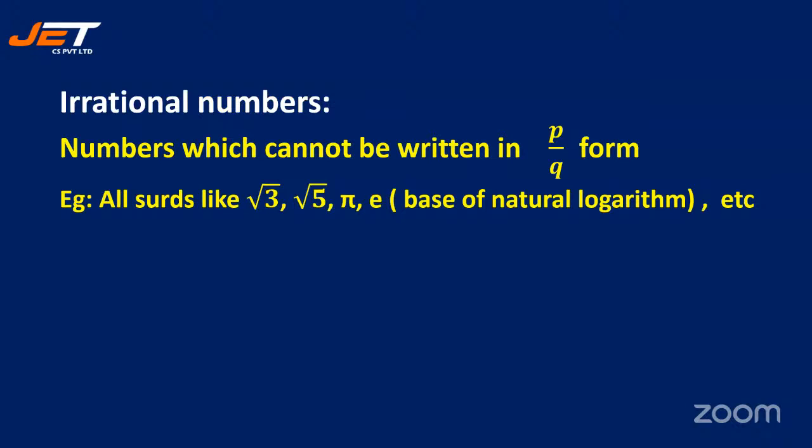All right. So irrational numbers, what are they? Rational numbers we have seen. So numbers which cannot be written in the form of p by q are called irrational numbers. Examples are root 3, root 5, pi, e base of natural logarithm, and so on. All such numbers are irrational numbers. All surds are irrational numbers.